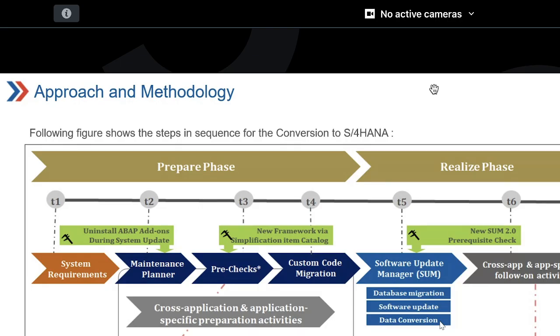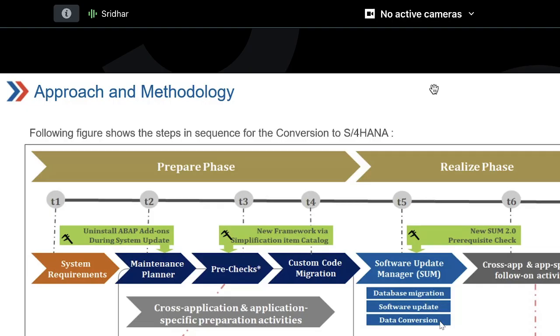So all the errors in the simplification item check report have to be resolved. Otherwise, the SUM tool won't allow the system to convert to S4 HANA. Before converting to S4 HANA, it is mandatory that you don't have anything red in the simplification item check report. And also the custom code migration. Custom code, you might have written a lot of custom code.